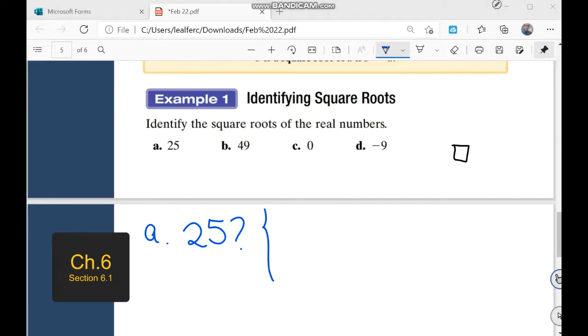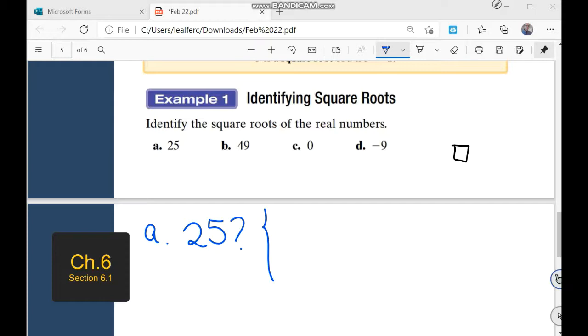Do you know, or let me say Maddie? You and Maddie, do you know what the square roots of 25 are? Send me a message if you know, or anyone else, if you want, you can also send a message. What are the square roots of 25? Send me a message. So maybe it's 5.